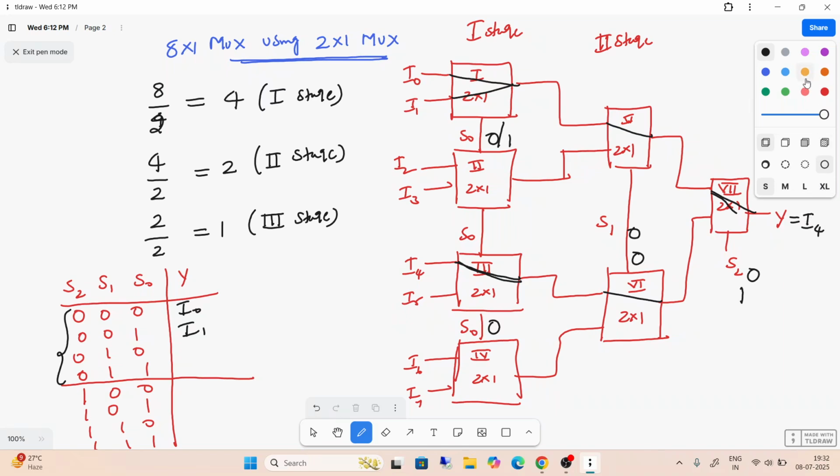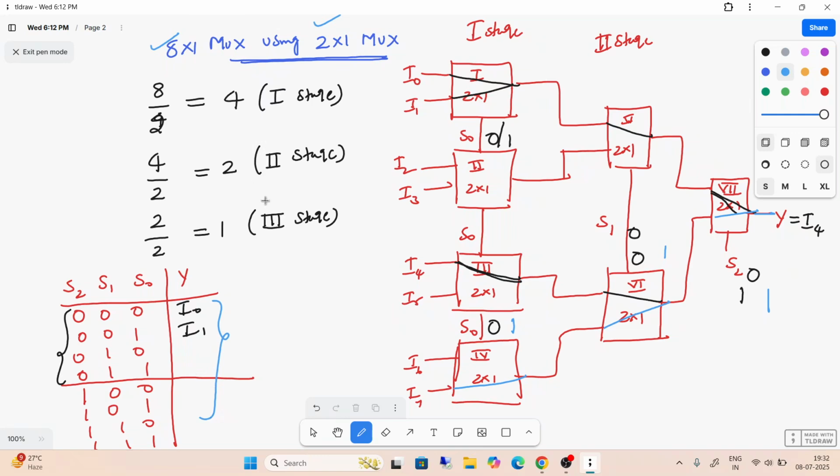Suppose I check the last case, what is the last case? Triple 1. So S0 is 1, this is 1 and this is 1. This is 1, which means I7 is connected through this line. Do you understand how I am doing this? Yes, okay. So this is nothing but implementation of 8x1 MUX by using 2x1 MUX.